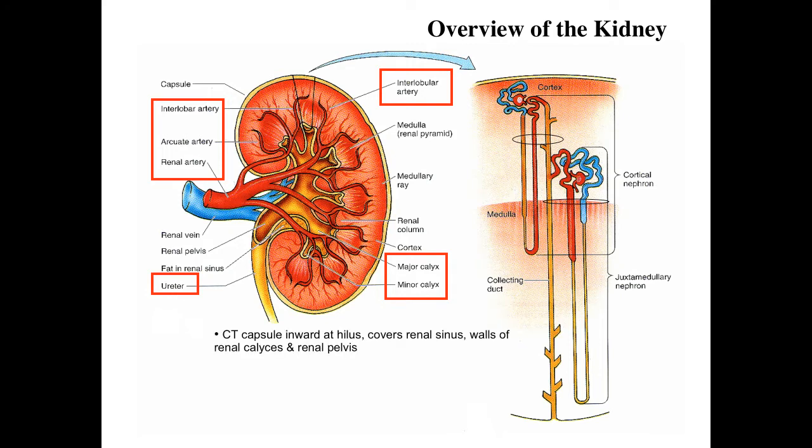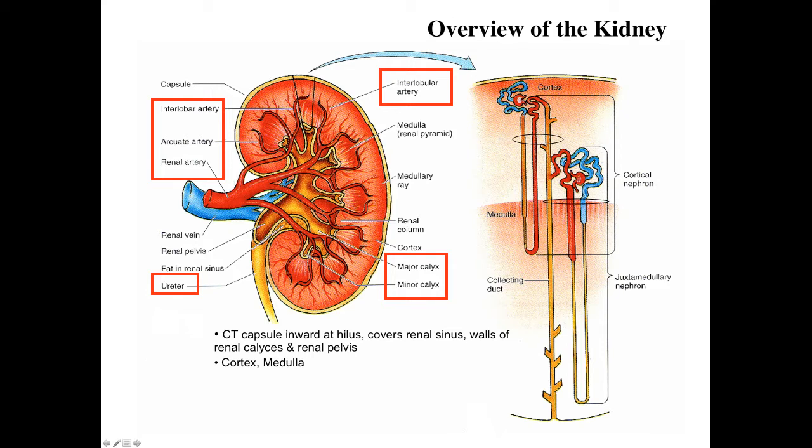What we can first say is that the kidneys have a connective tissue capsule that covers the surface. This connective tissue capsule moves inward at the hilus and covers the renal sinuses, the walls of the renal calyces, and the renal pelvis. And any of the surfaces in these regions that are in contact with urine are covered with a transitional epithelium. You already appreciate that the kidneys can be subdivided into a cortex and a medulla.